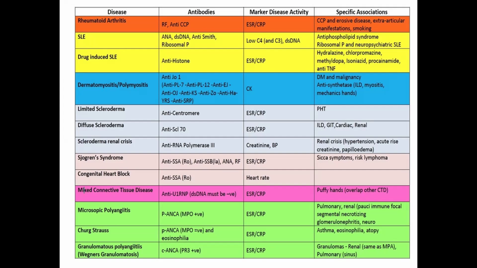This is a very nice table. I mean, it has it all, to be honest with you. Sjögren: anti-SSA, anti-SSB, positive ESR and CRP, causes sicca symptoms, and there's a risk of lymphoma. Okay, and so forth. I mean, it's pattern recognition.